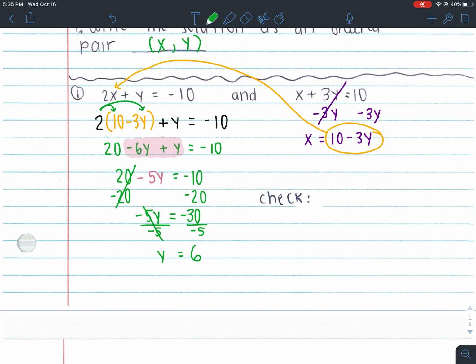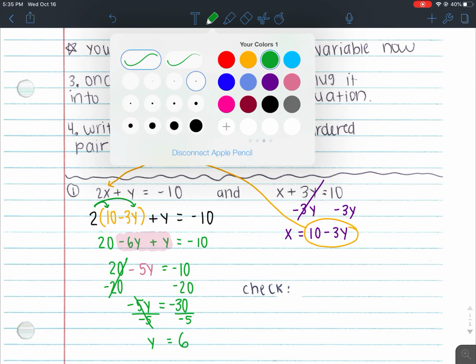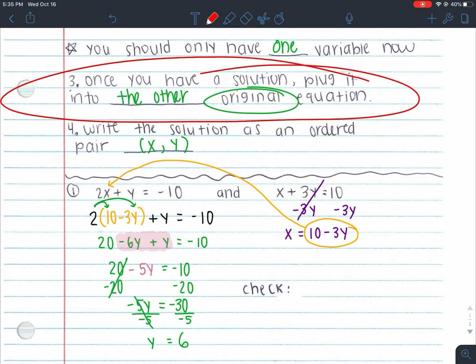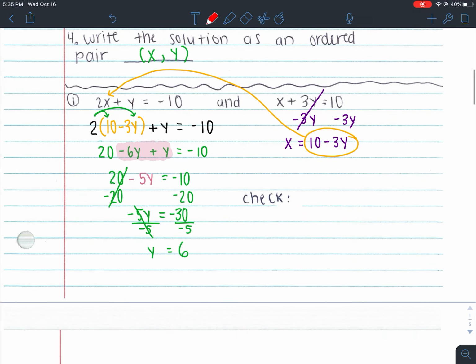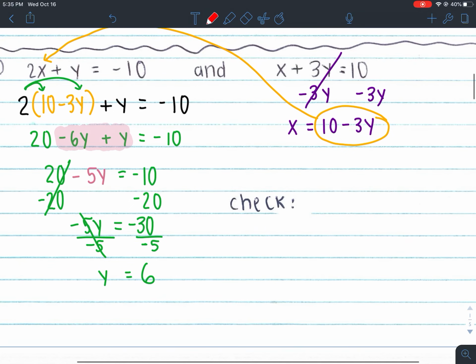And you're like, oh, that's my answer. I'm done. But you're not done, right? If I have two lines and they cross each other, they cross at a point, which means x comma y. Right now, I only have the y value. So it says, once you have a solution, plug it into the other original equation. I just plugged it into this one, so I can't plug it into that one. I've got to plug it into the other one. So this equation right here.